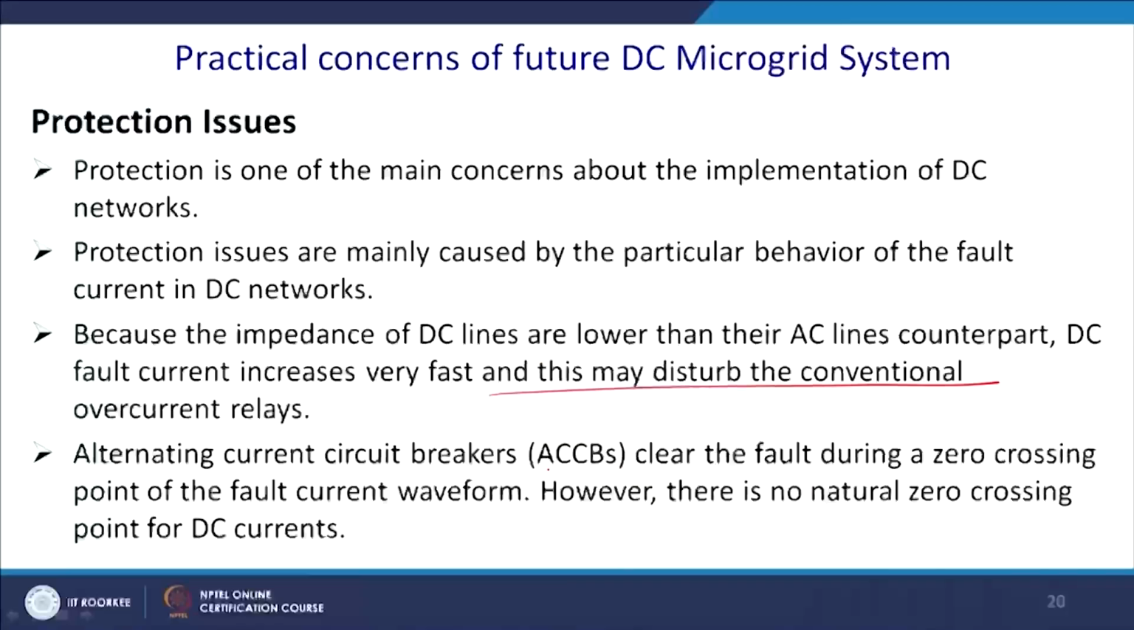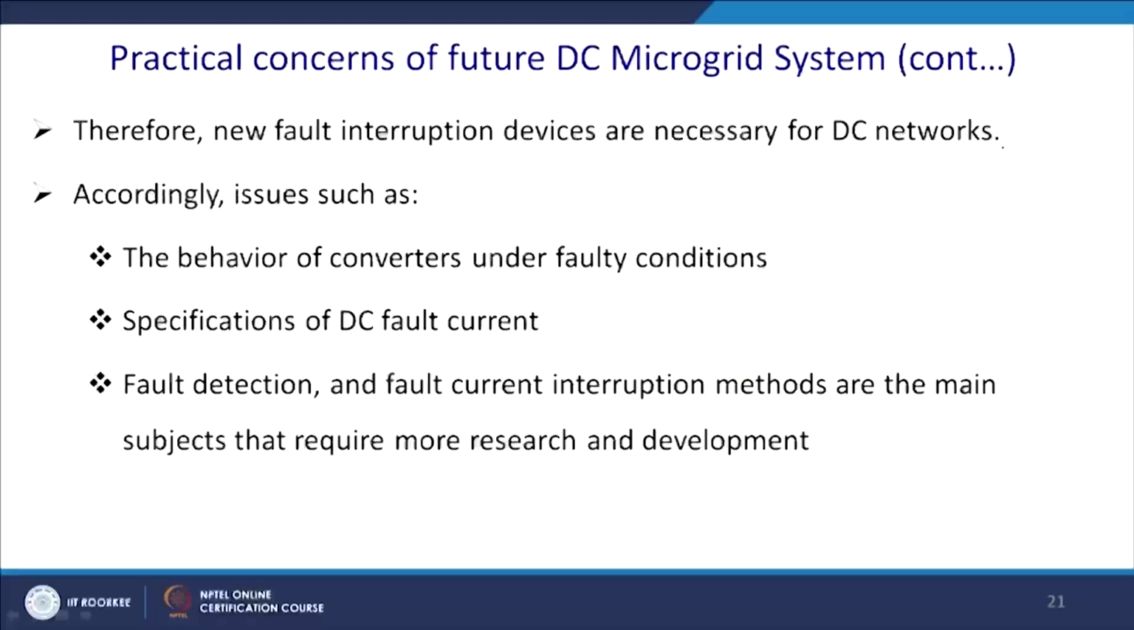Alternating current circuit breakers, ACCBs, clear the fault during the zero crossing. That is what I was trying to say, the zero crossing point of the fault current waveform. However, there is no natural zero crossing in the case of DC current. Therefore, new fault interruption devices are necessary for the DC network.